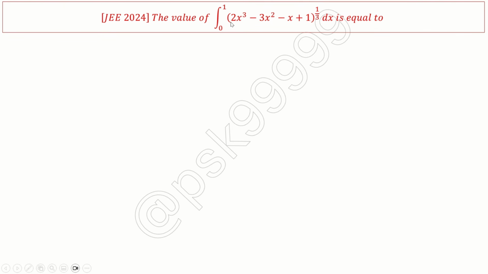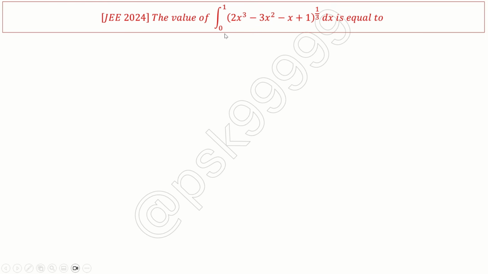Next, the value of integration from 0 to 1 of 2x cube minus 3x square minus x plus 1 whole to the power of 1 by 3 dx is equal to. So if you look at this problem, this is cube root of f of x, correct? It is very difficult to simplify this, factorize this or anything you want to do. It's not so easy, correct?